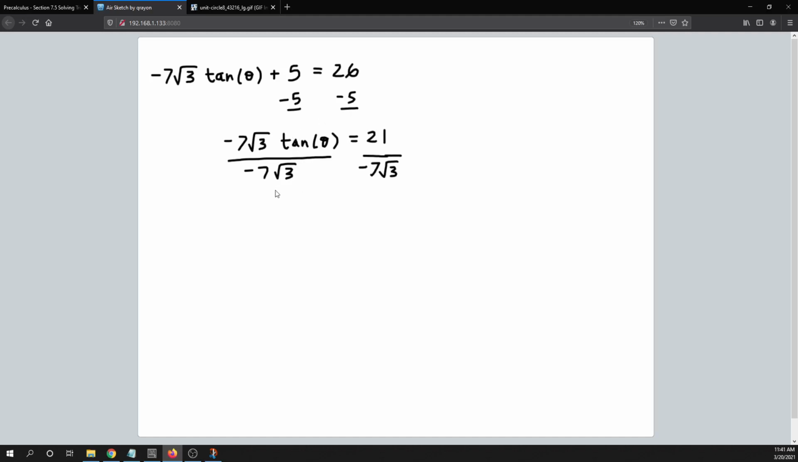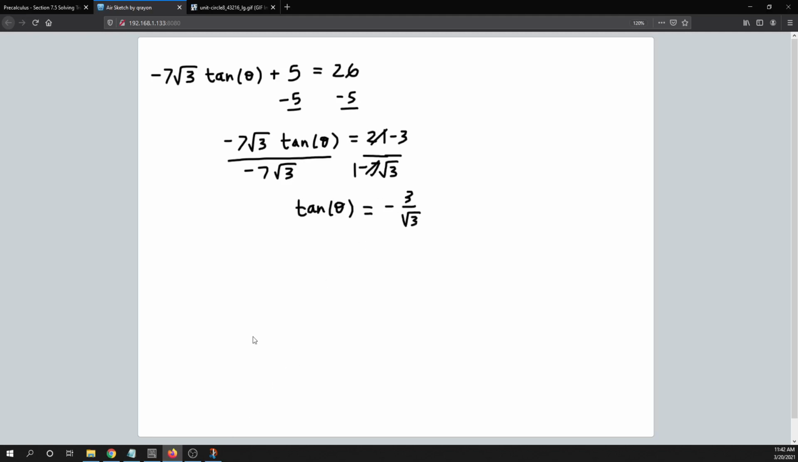So I can easily get the tan theta by itself on one side of the equation by dividing both sides by -7 times the square root of 3. On the left hand side of the equation, I get tan theta. Over on the right hand side, -7 goes into itself one time, and it goes into 21 -3 times. So I wind up with -3 over root 3.